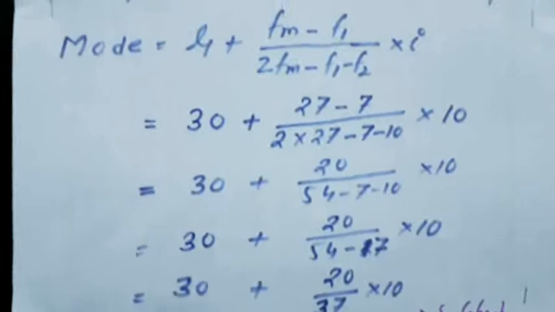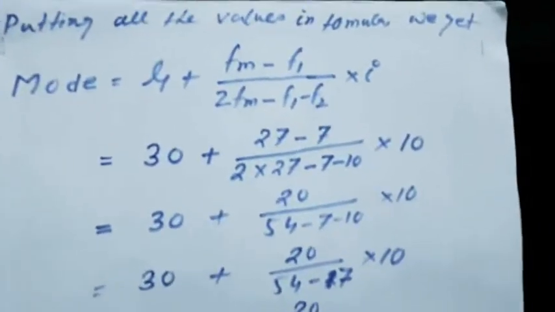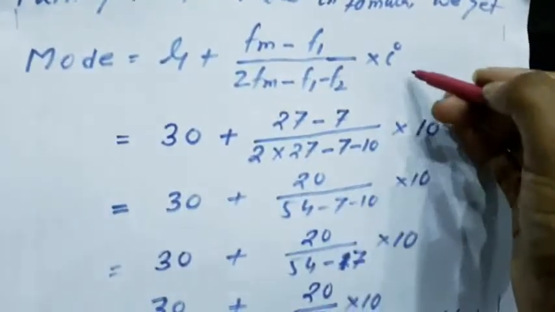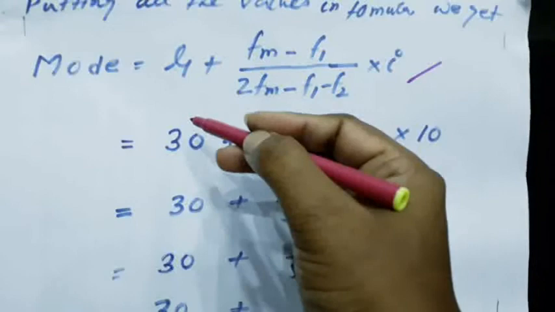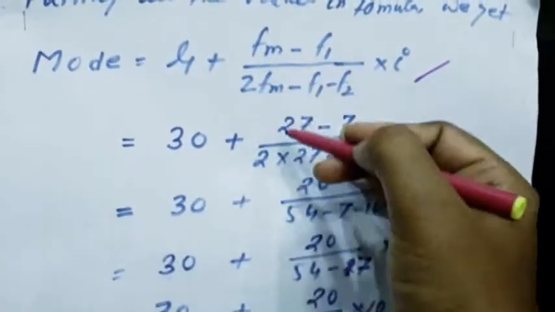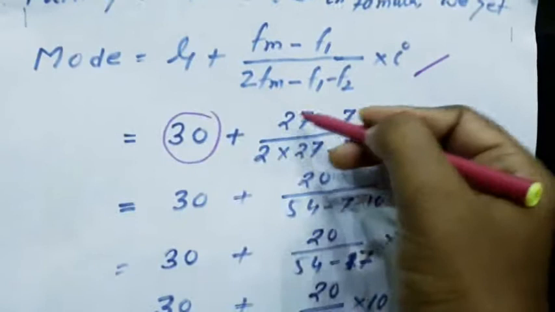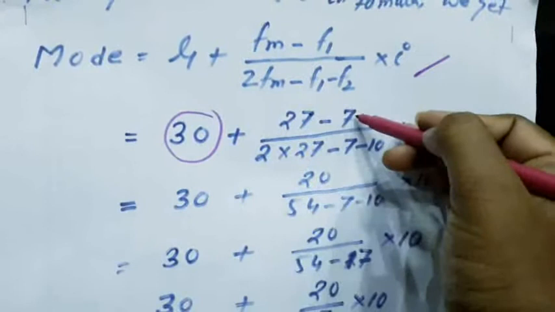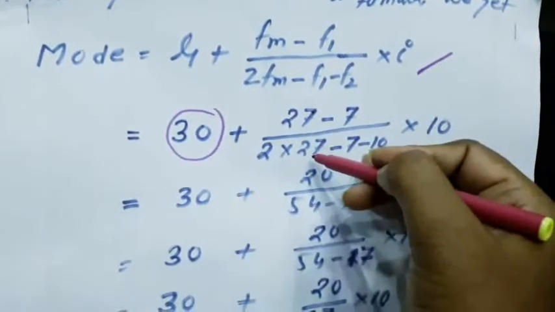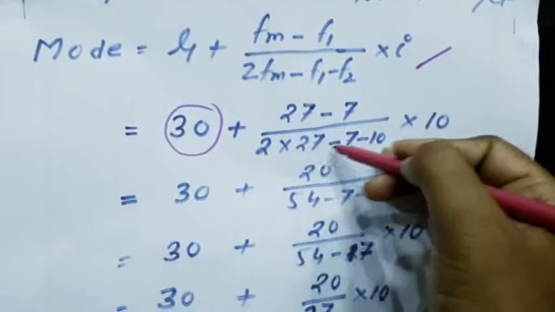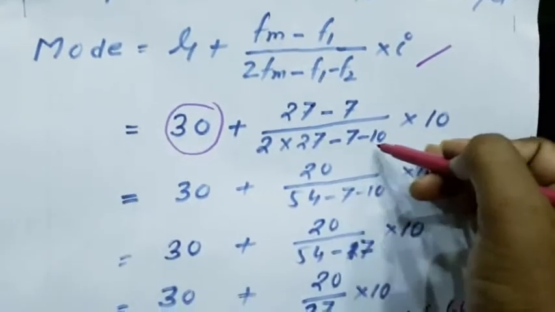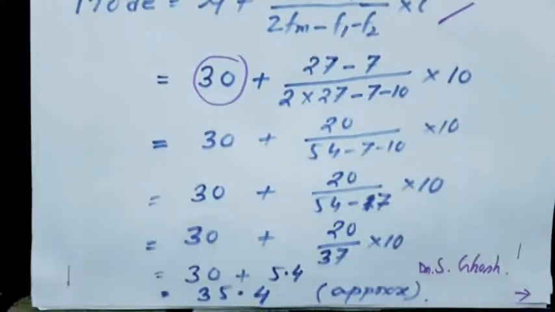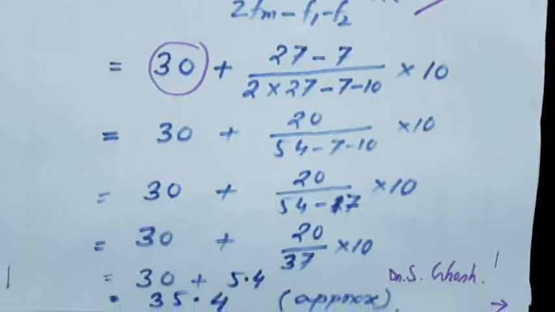Here we have the formula. Putting all these values in the formula, we get this. Now recall the value of L1. This is L1. This is FM, the frequency of the modal class. Then 2 into 27. Here FM, F1, F2, and I. Now if we calculate this, we will get all these figures.